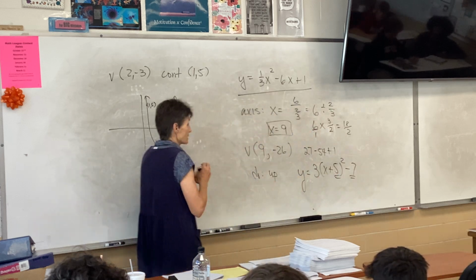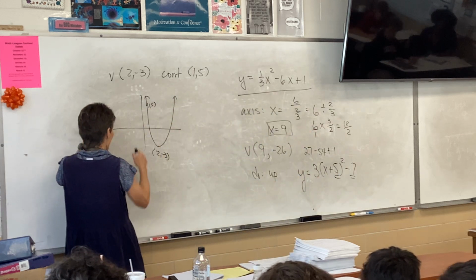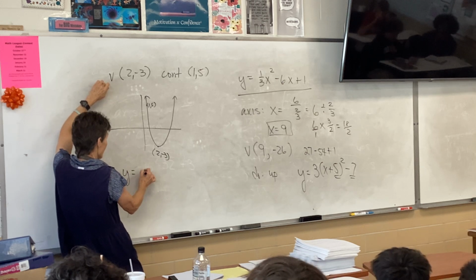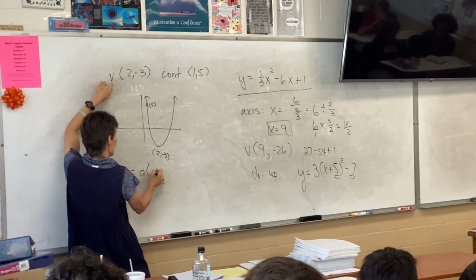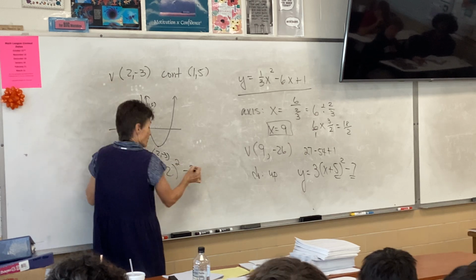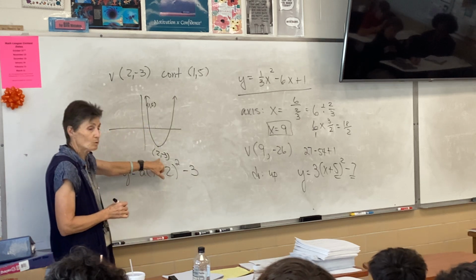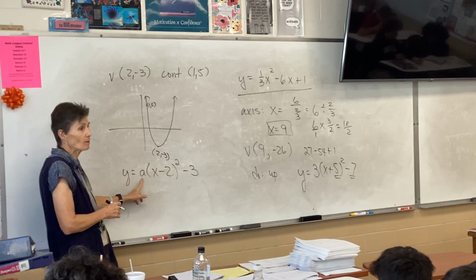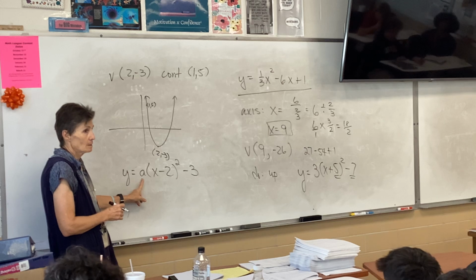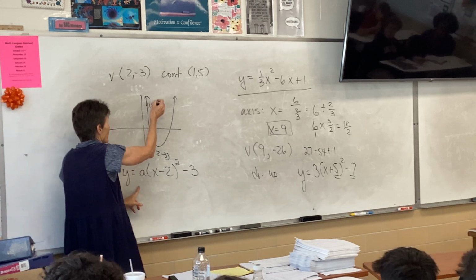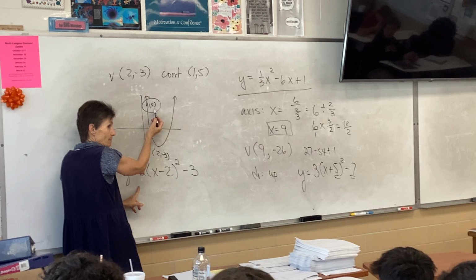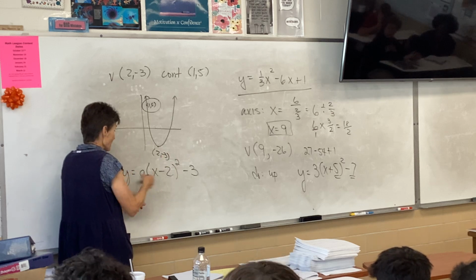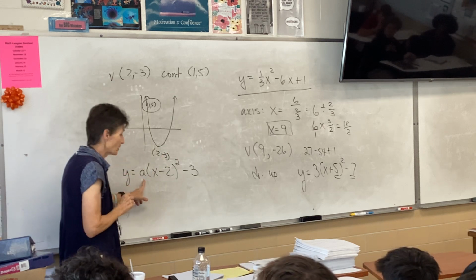The vertex. So I know from what I got here that I'm gonna have y equals something, I don't know what, I'll call it A, times (x minus 2) squared minus 3. Would you agree with that? So basically I have my equation, except I don't know this number. But wait a second. That's an x and a y, right? If I plug in my x and my y, will I be able to figure out my A? Yeah. That's what I'm gonna do.